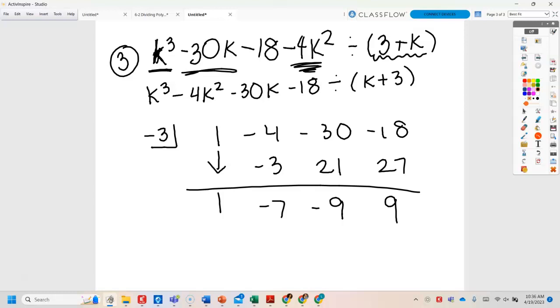So those numbers need to have meaning applied to them. The meaning comes by adding back the variable. So this started as a cube, which means this becomes a square. So you have 1k squared minus 7k minus 9. That means that 9 is my remainder, and it goes over the divisor. You could write it as 3 plus k or k plus 3. Both are perfectly correct and perfectly fine.